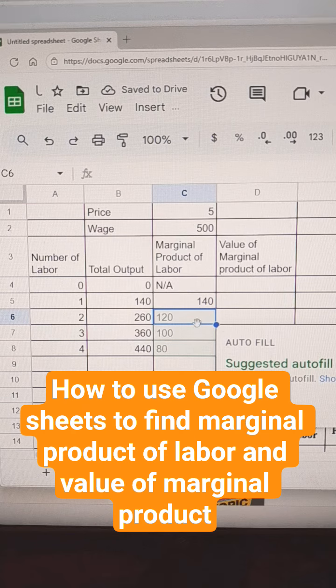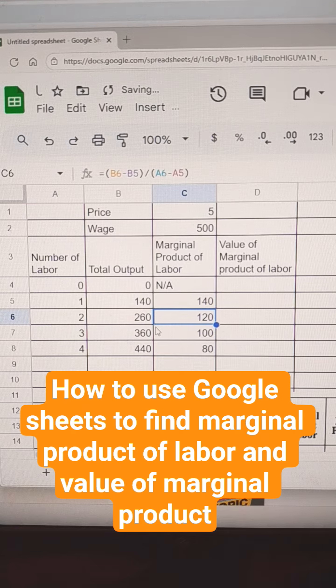Now, Google Sheets sees what I'm doing, so it copied the formula down, and we can kind of check that if we say, okay, the second worker produces 120 more units of output.